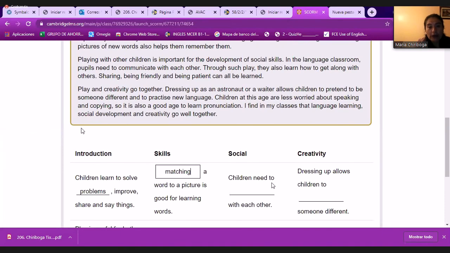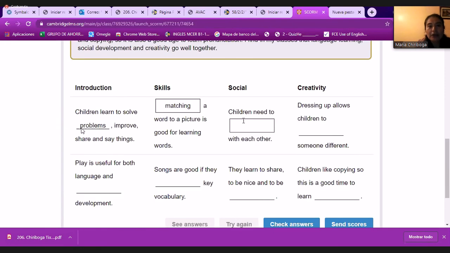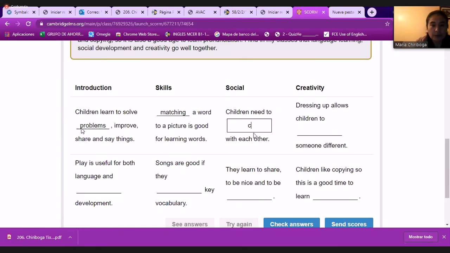Social. Children need to communicate with each other. In the language classroom, pupils need to communicate. Okay. Children need to communicate with each other.